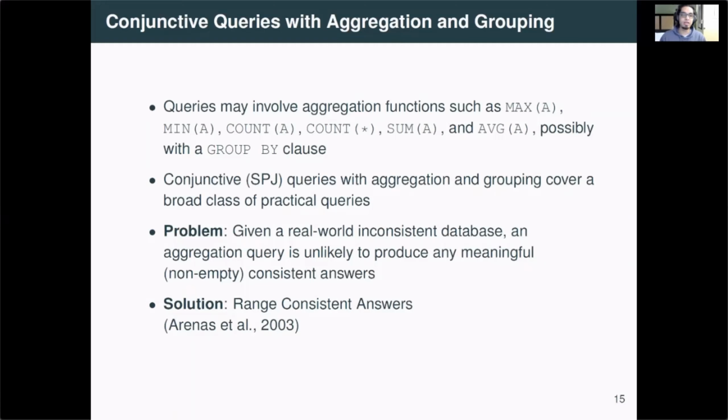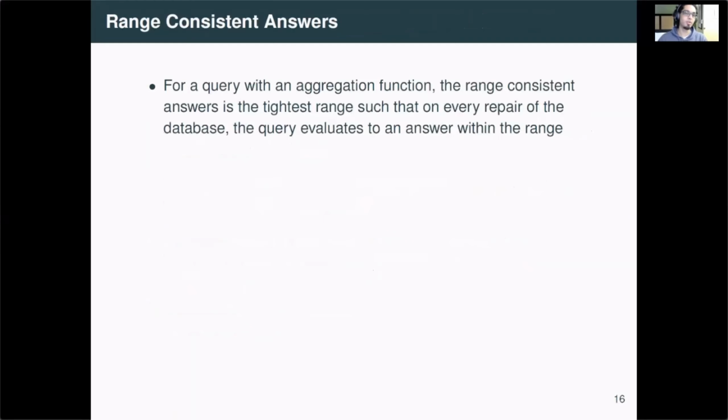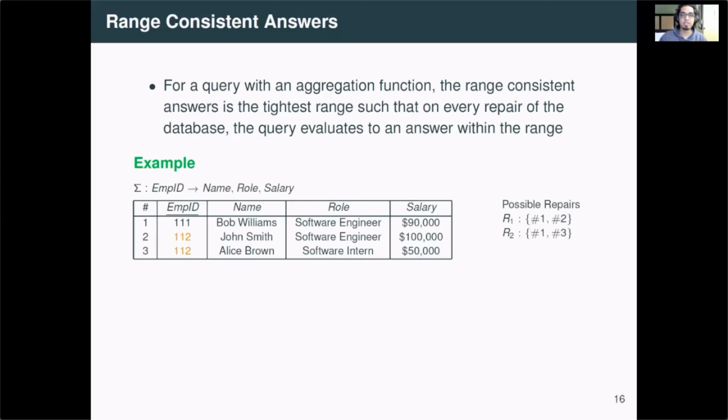So to overcome that, Arenas et al. in 2003 proposed a notion of range consistent answers. So this is a slightly modified notion of consistent answers specifically for aggregation queries. So let me say a bit more about that too. For an aggregation query, range consistent answers is the tightest range, that is the greatest lower bound and the least upper bound, such that on every repair of the inconsistent database, the query evaluates to an answer within that range. So it's easy to understand this with an example.